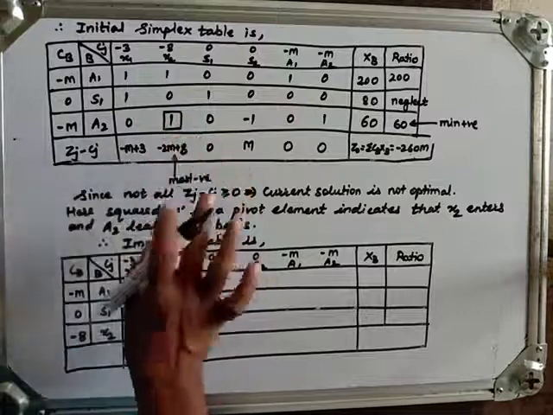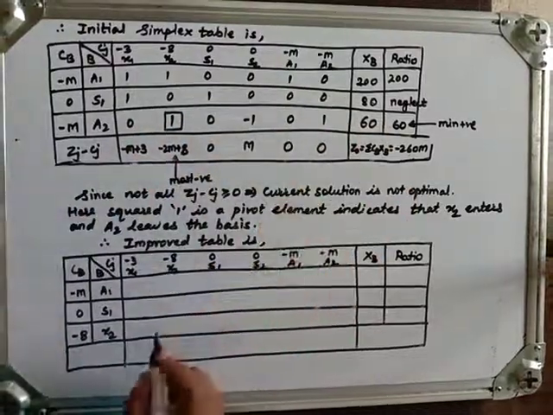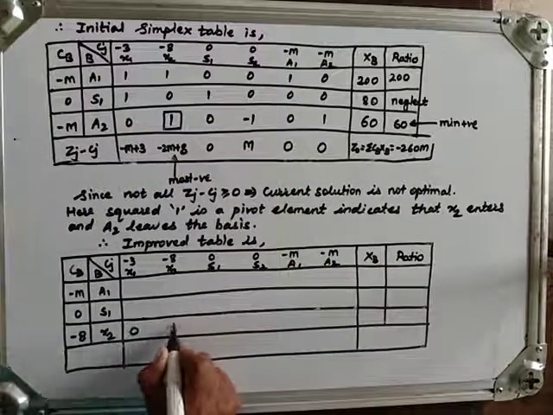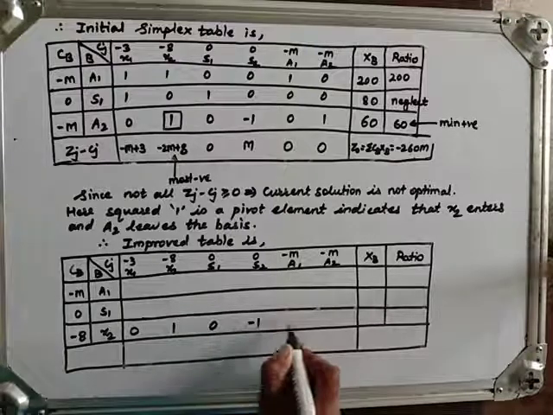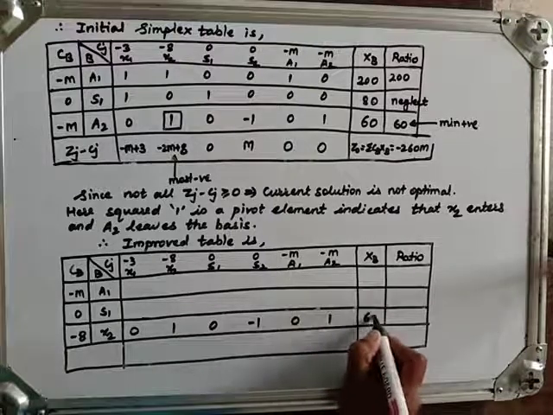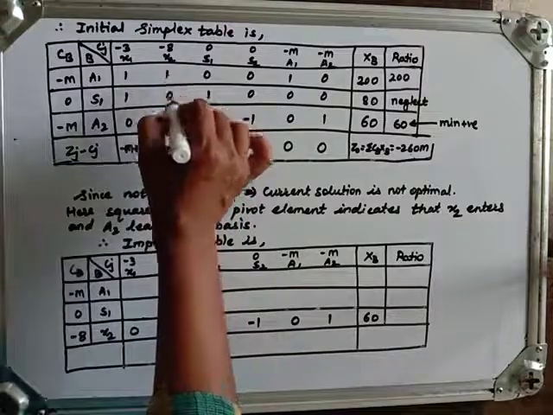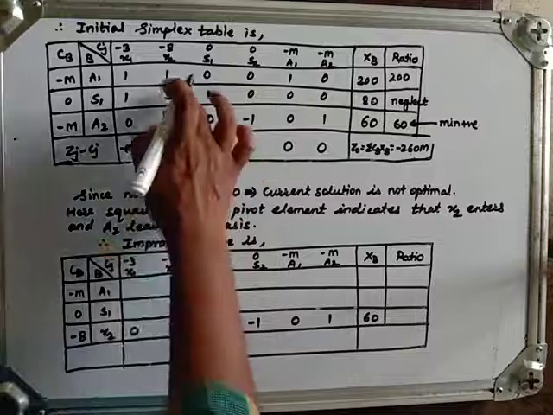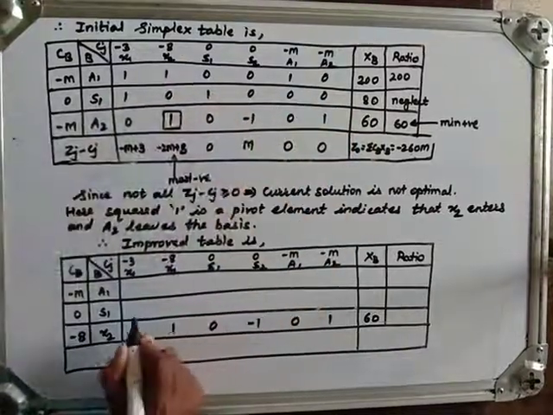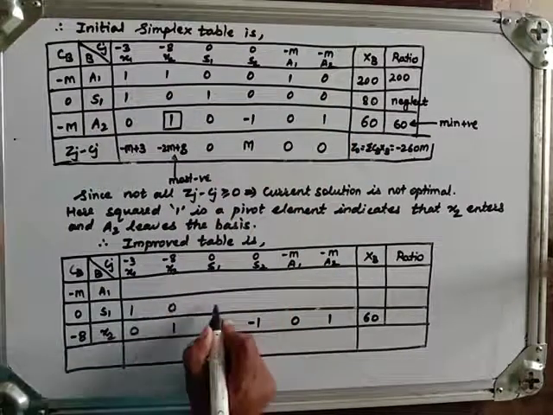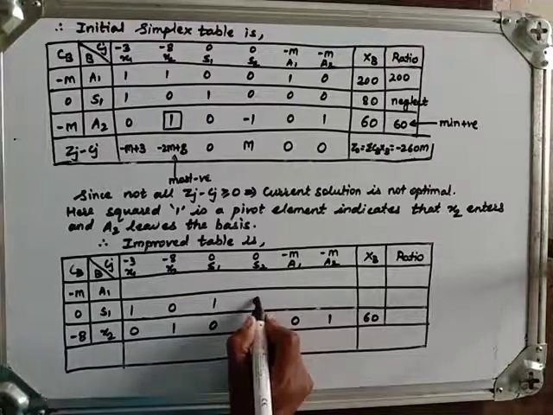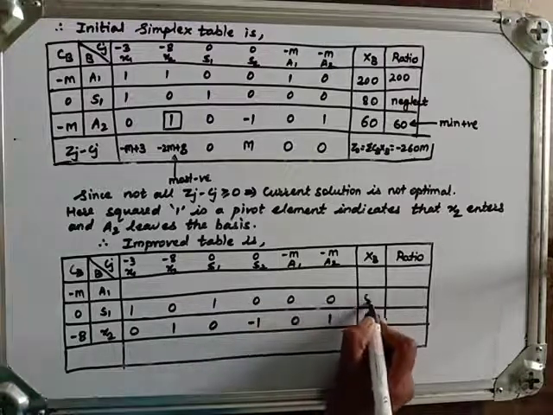Now let us check how the rows become, or the row elements become. Now pivot element is already 1, so no need to do any changes in that row. So 0, 1, 0, -1, 0, 1 and 60. Now corresponding column elements, other column elements we have to make 0. Already 1 is 0, so second row will remain same. So this is 1, 0, 0, 0 and 80.